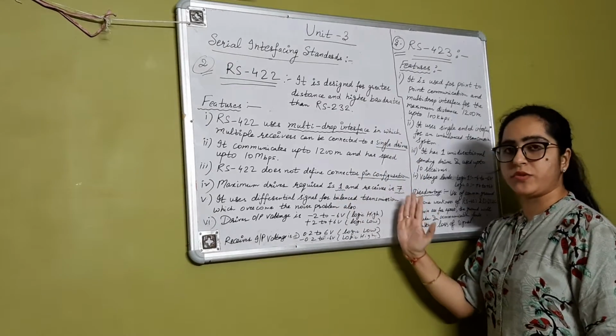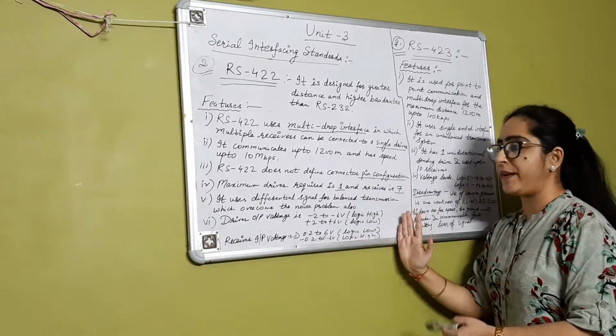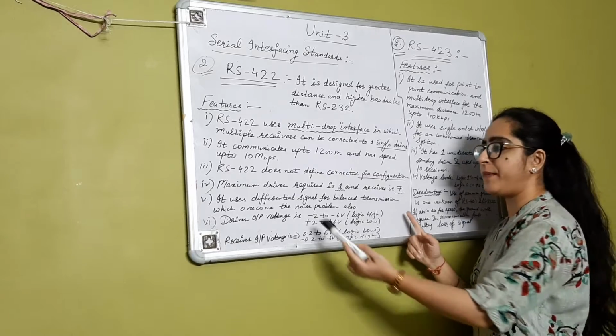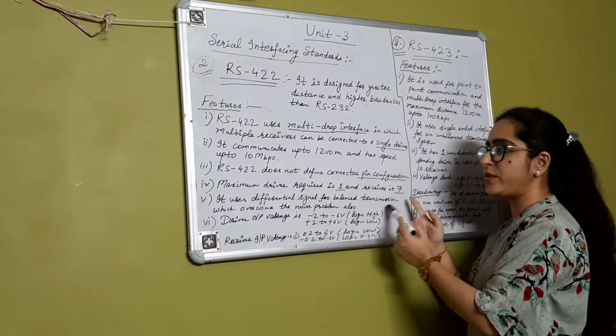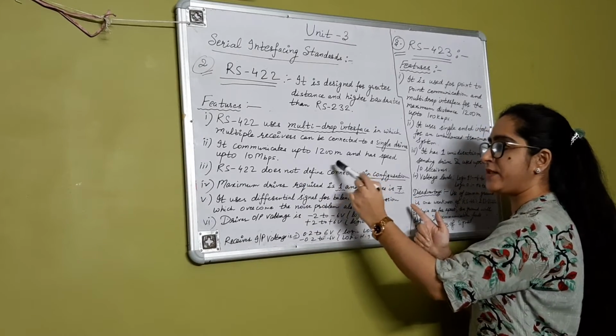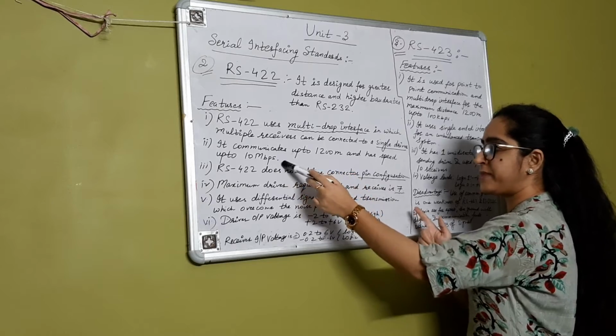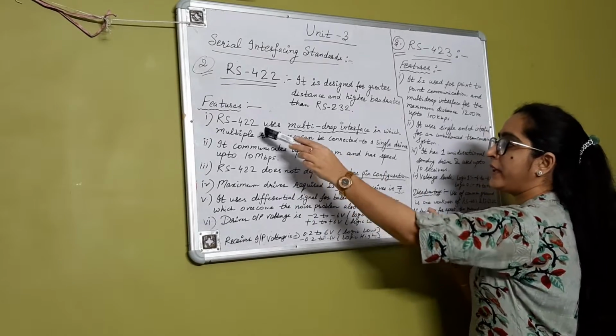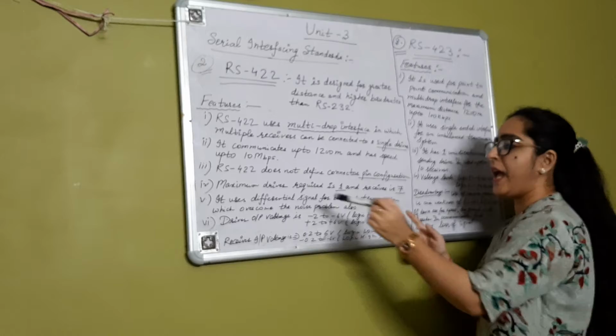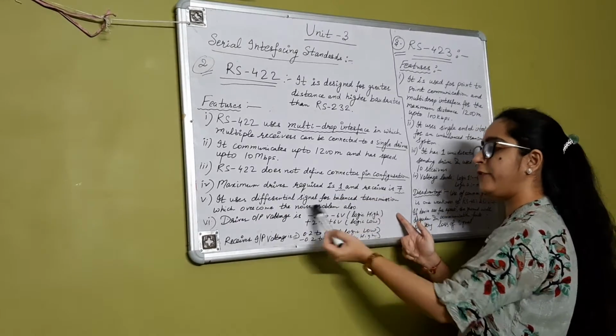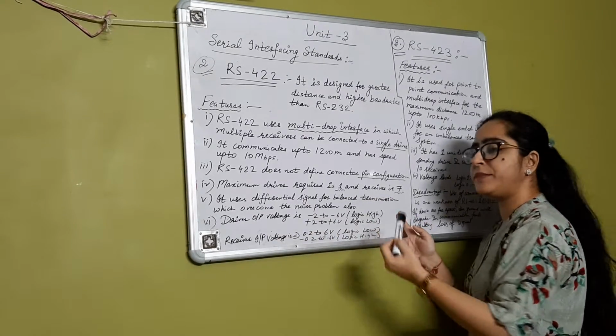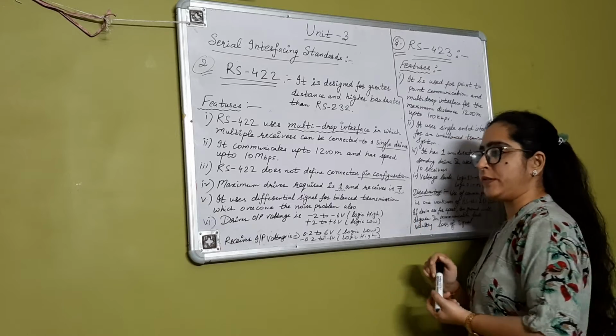Certain parameters you should remember, and the comparison: the maximum number of drivers and receivers used, the communication distance, and the data transfer speed. It has a multi-drop interface, and it uses a differential signal for balanced transmission, which overcomes the noise problem also.